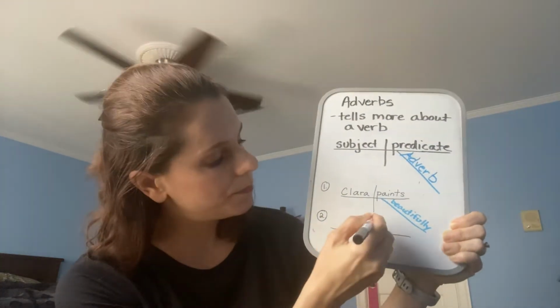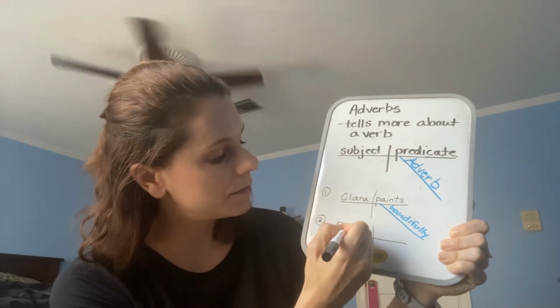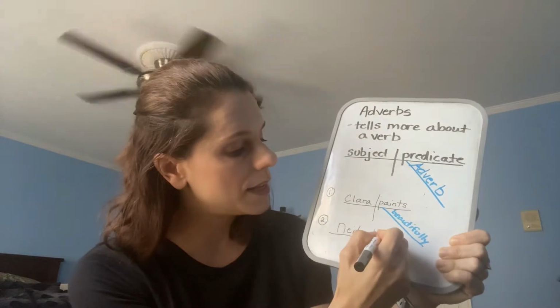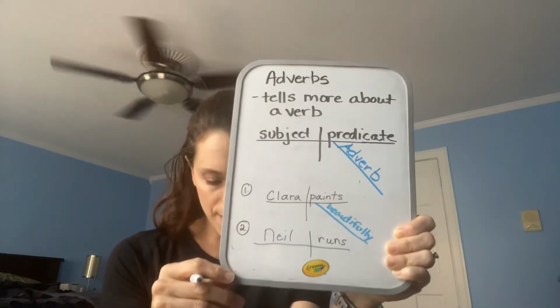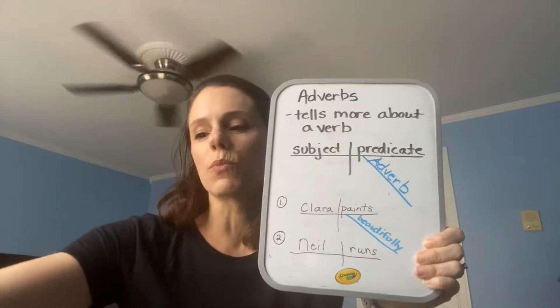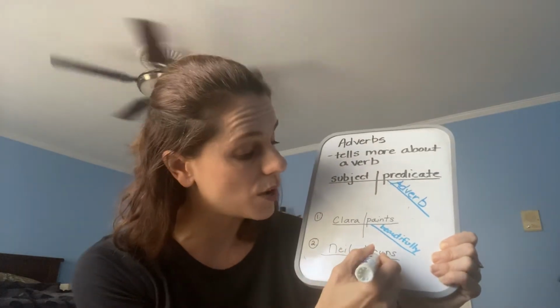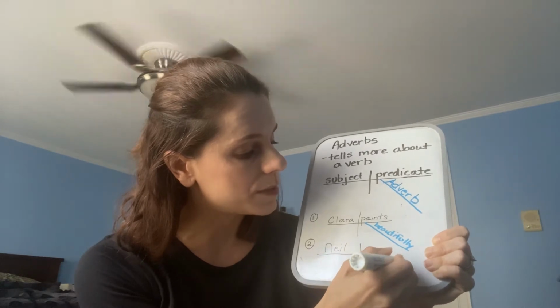Horizontal line, vertical line. Neil. And what's the predicate? He runs. Okay, the word they put next to the number is fast. How does Neil run? He runs fast. So, fast describes run or runs. So that's how it goes.